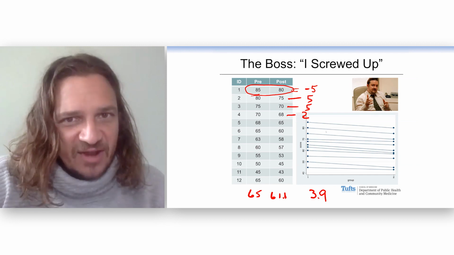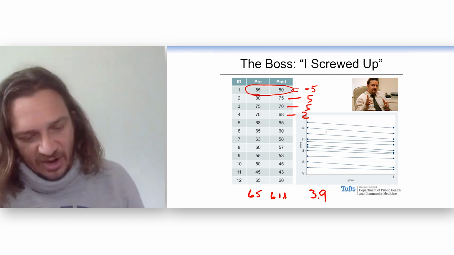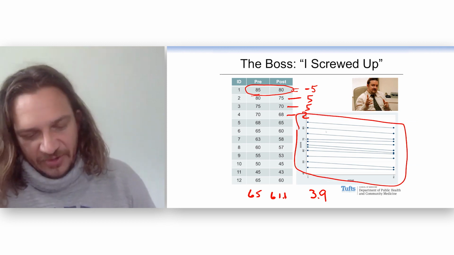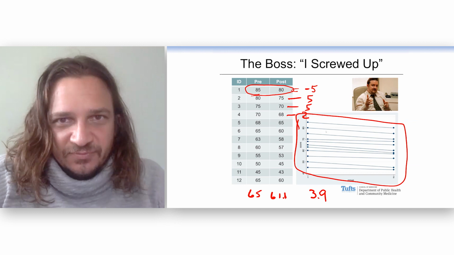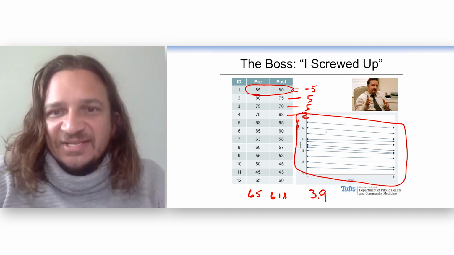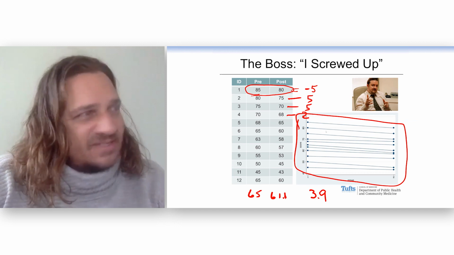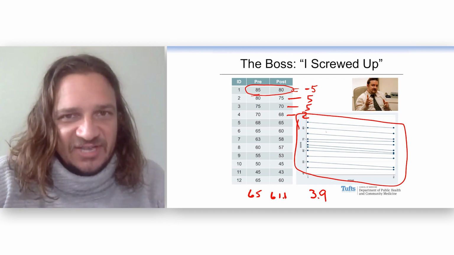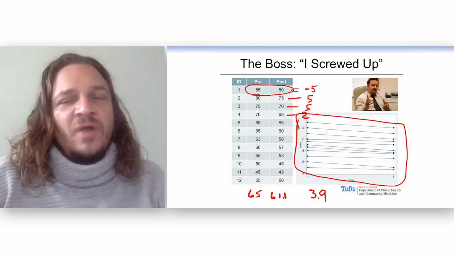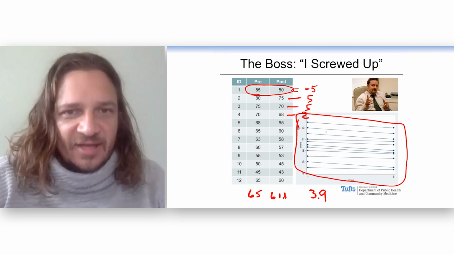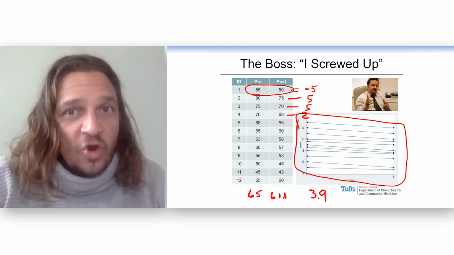But if you look at the data the way they should be looked at, when you see the pairs, what do you notice? Well, every single person went down. So just from common sense, this must be statistically significant. Whatever I did to these people, whatever noxious stimulus I applied to them, it caused them to all go down.